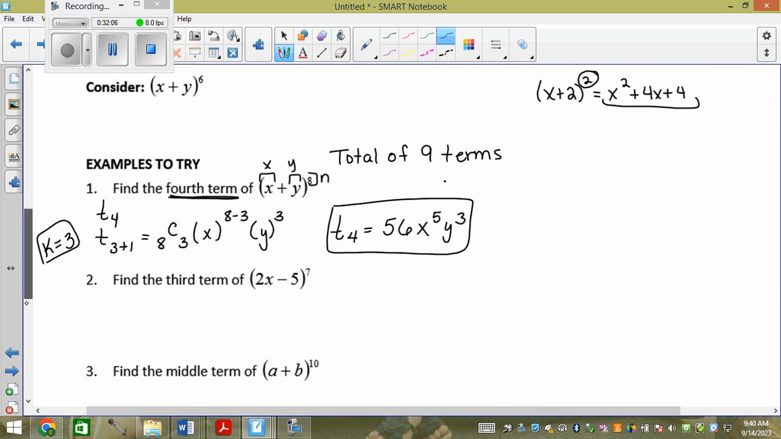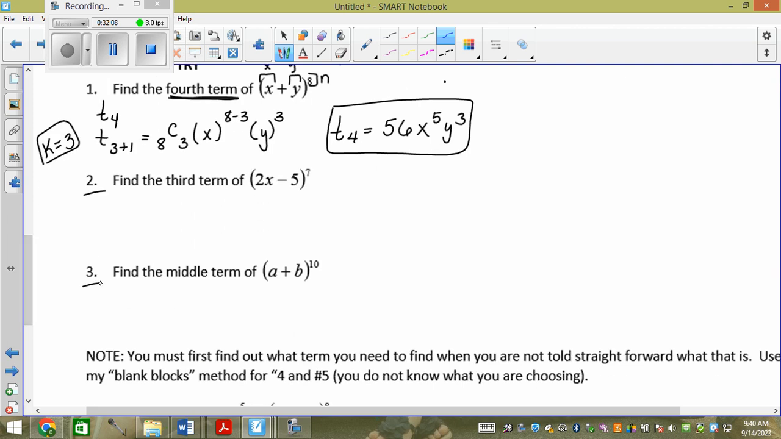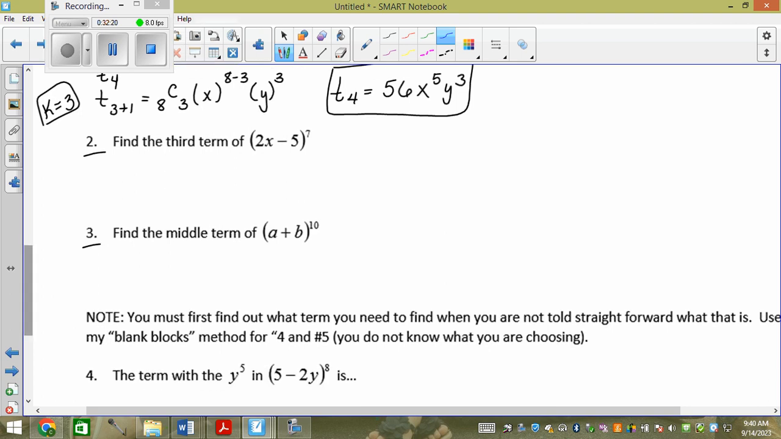I want you guys to try 2 and 3. What's the catch on 2? There's a minus sign, so I have to make sure I put a plus in. So my x is actually 2x, and my y is negative 5. So try those out. I want to find the 3rd term. That means I want t3. So what's my k?